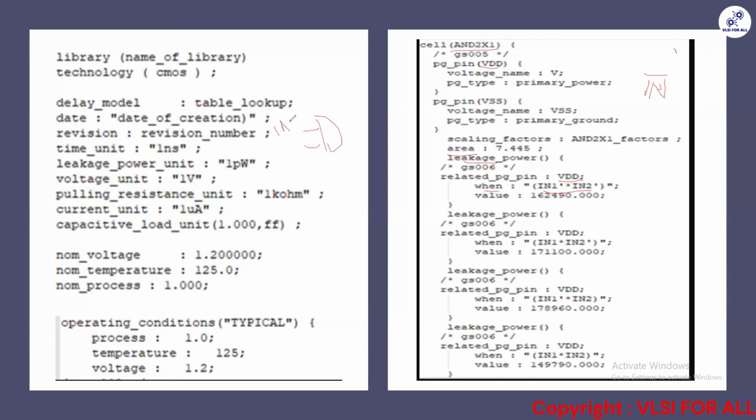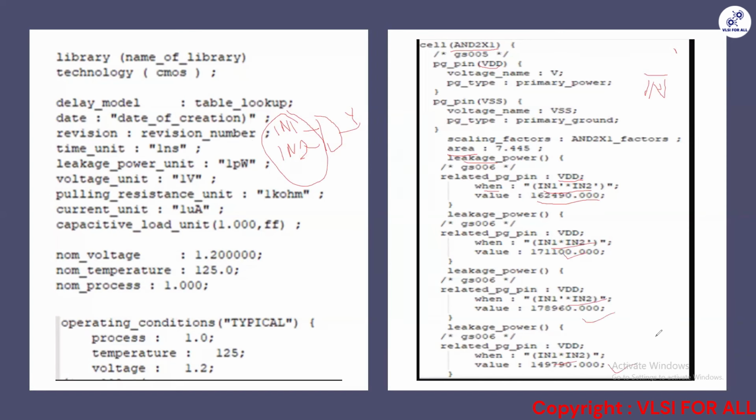Here, instead of A and B, it says in1, in2, and the output is something. So when in1 is making a low transition and in2 is also low, I will have this much leakage power. Since two inputs are there, you are aware that you will have four combinations: 0 0, 0 1, 1 0, 1 1. It has mentioned all these combinations, with the values they will have.